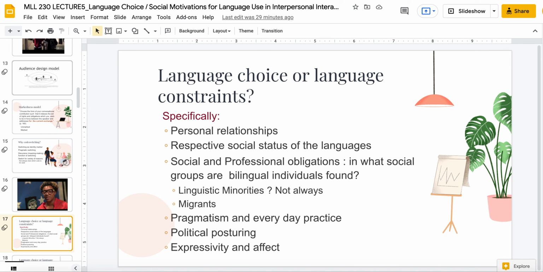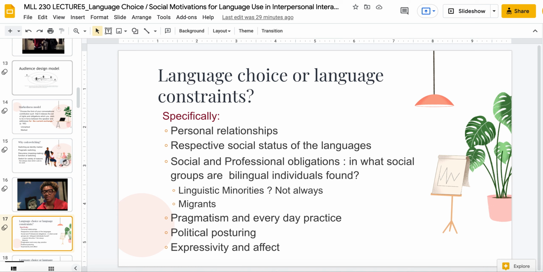Political posturing. For political reasons, you might use a different language. There was a study done, years back, but they looked at Bill Clinton and the fact that he had this charming Arkansas accent. And that's why a lot of people voted for him, because he seemed like a down-to-earth guy, someone who can be relatable.